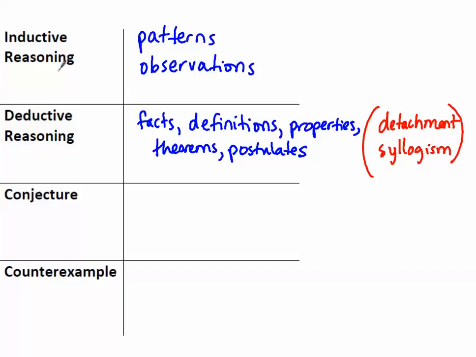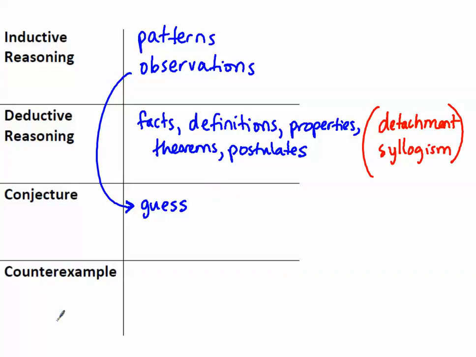When we use inductive reasoning and we explore patterns and make observations, we're going to make a conjecture about what's going to happen next, a guess. For example, we're looking at the pattern that every day I come to math class, my teacher asks me if I have a pencil. So I make a conjecture that next time I go to math class, my teacher's going to ask me for a pencil.